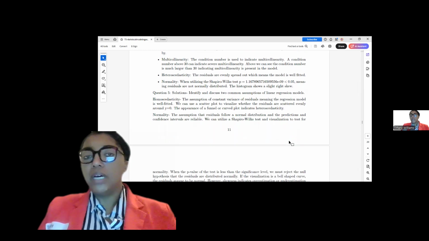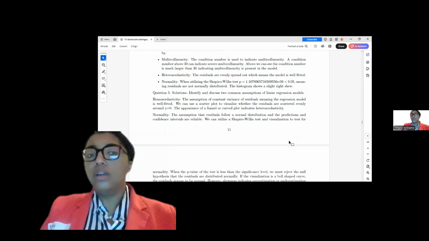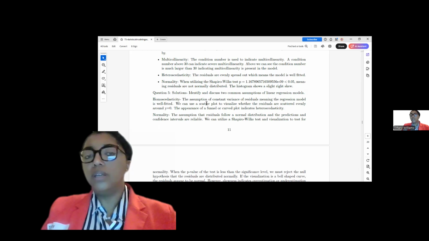Question number 5 is about identifying 2 common assumptions of linear regression models. And again, you've heard about homoscedasticity and normality. Homoscedasticity is the assumption that the residuals have constant variance, and that the regression model is well fitted. We use a scatter plot to visualize that and make sure that they're scattered evenly. If there is a funnel or a curved plot, then that indicates heteroscedasticity.